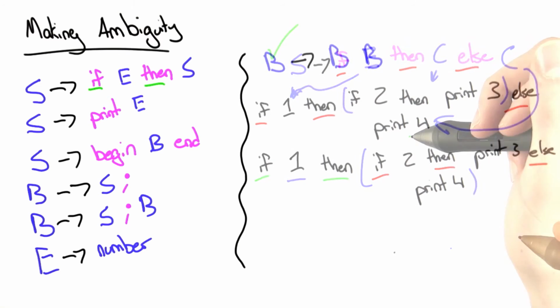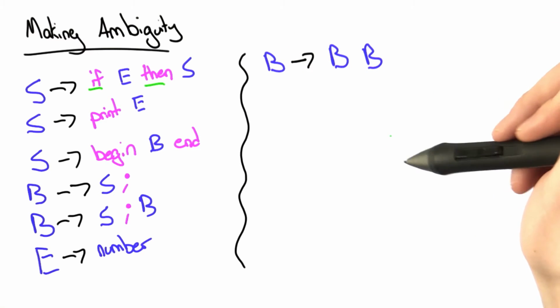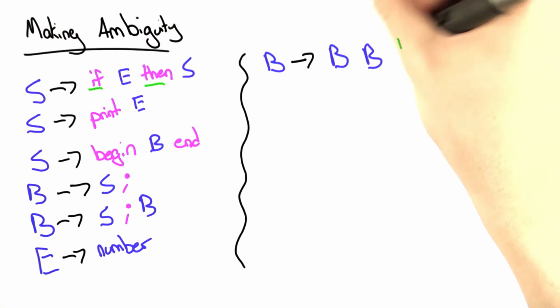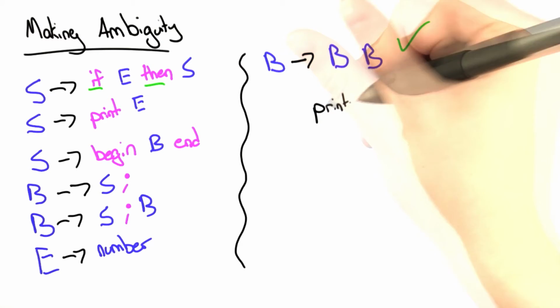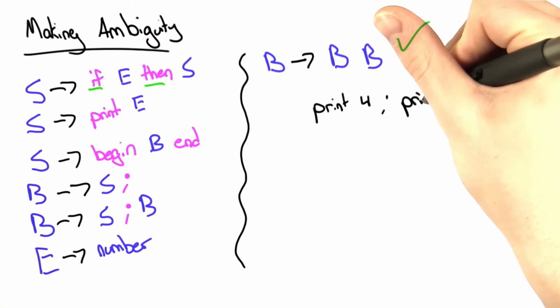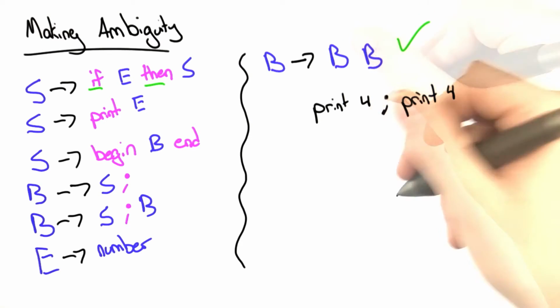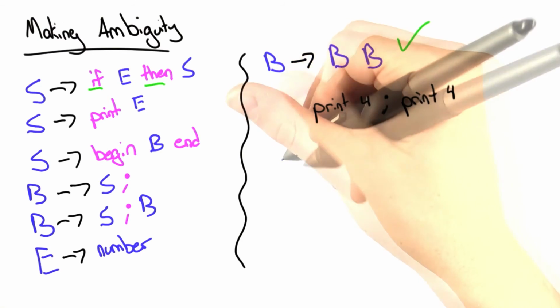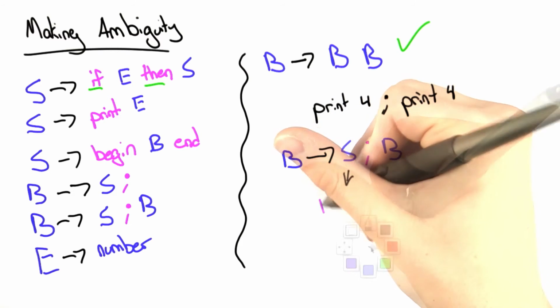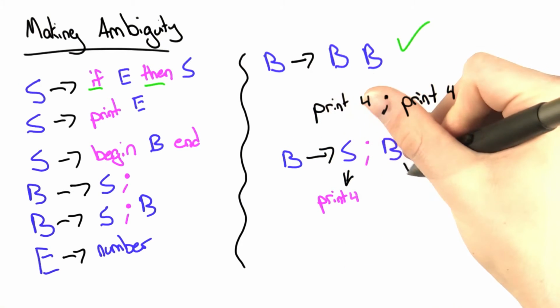Let's do another. Let's say we add this rule: B goes to B and then B. This is also ambiguous. Let's say we have print 4, semicolon, print 4. So now we have two ways to create this. One way is to start with a B. From there, we go to S and B. From here, we can do print 4. We can replace the B.